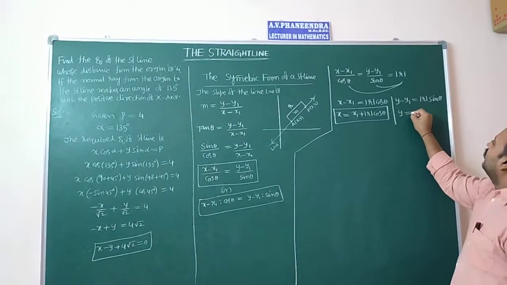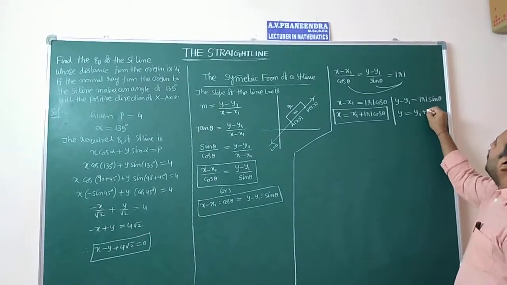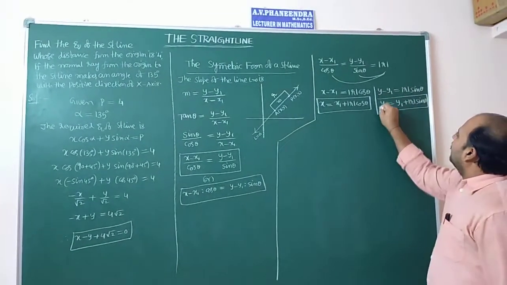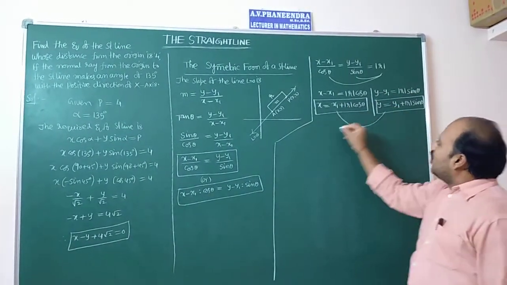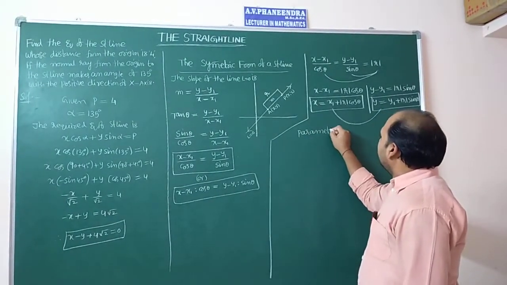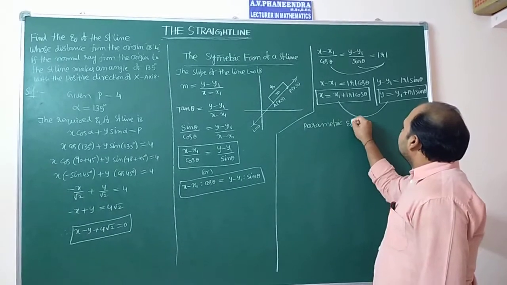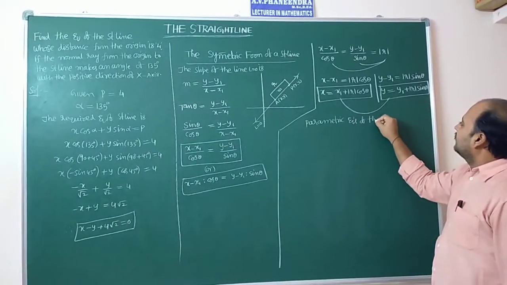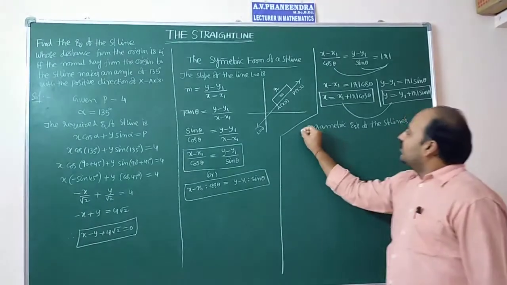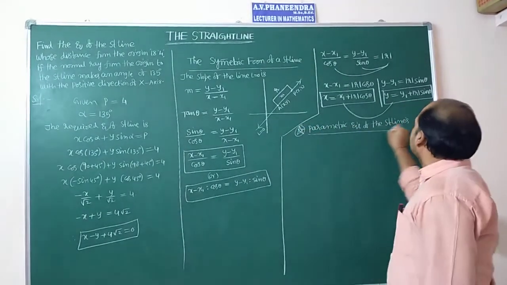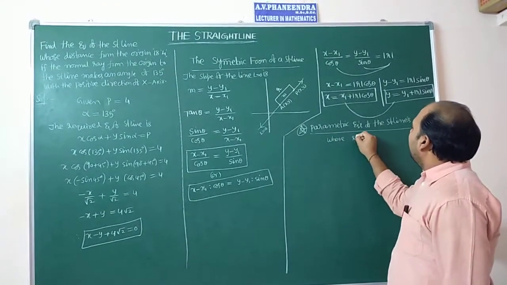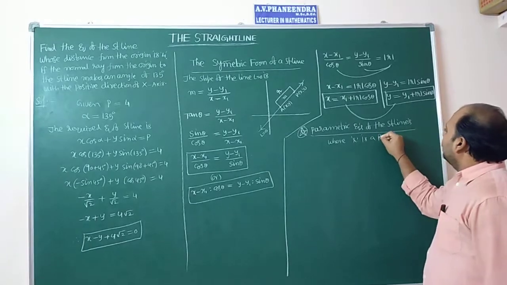y is equal to y1 plus mod r sin theta. These equations are called parametric equations of the straight line, where r is the parameter.